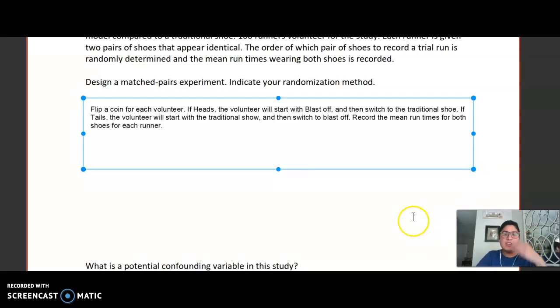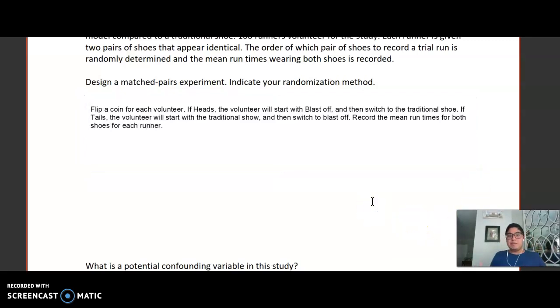So you can see here this is a little bit easier just because we're conducting the same experiment 100 separate times, because we have 100 separate volunteers. They're going to take both shoes, they're going to run the trial run, we'll record those times, and then we're going to see, is there an actual difference here?